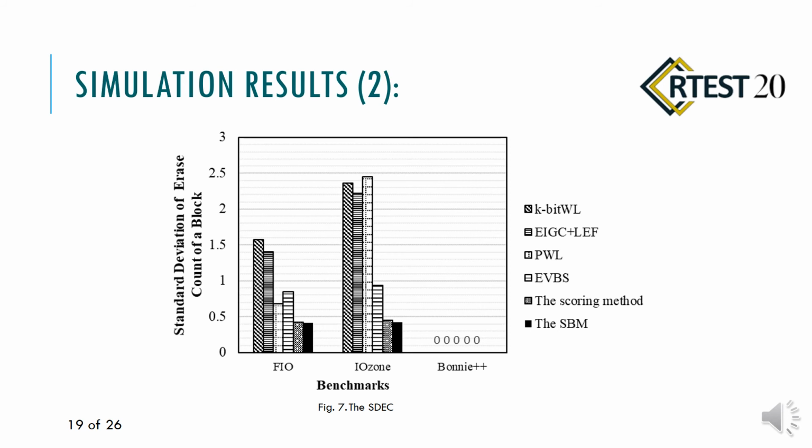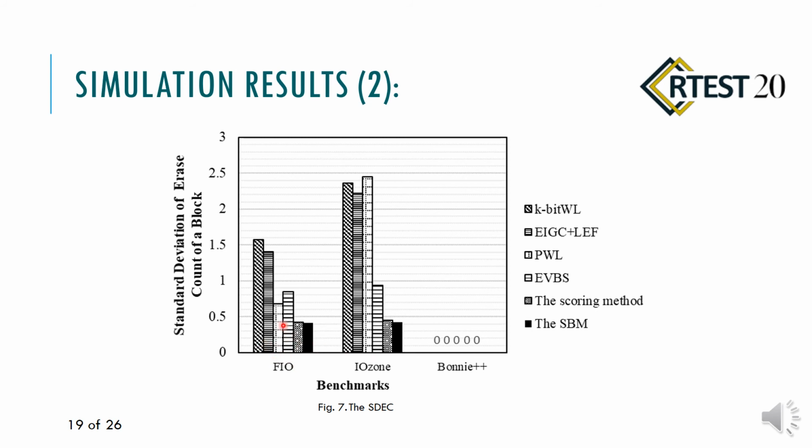First parameter is standard deviation of erase count of blocks. As you can see, the proposed method outperforms other methods. It improves endurance by 5.5% and 2.5% compared to its earlier version, and by 54.6% and 39.6% compared to the third best method in IOZone and FIO benchmark.